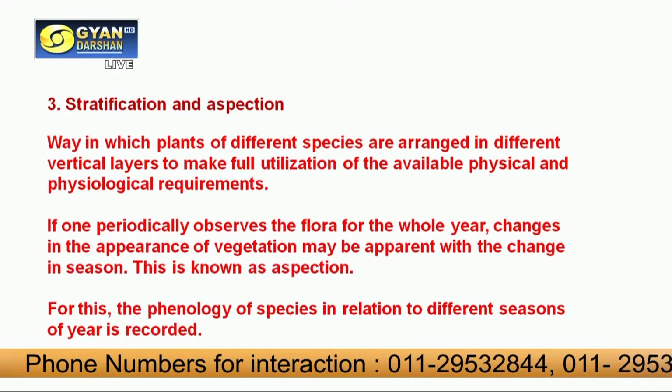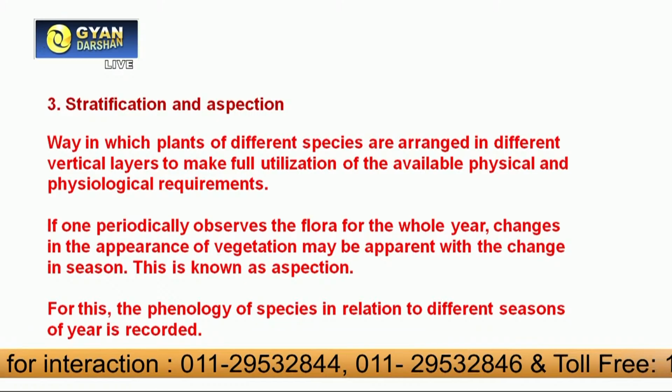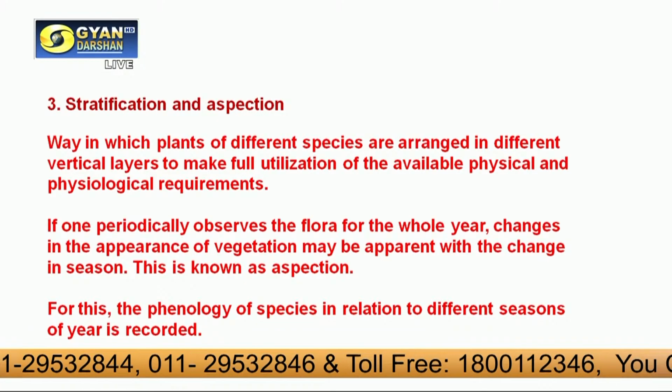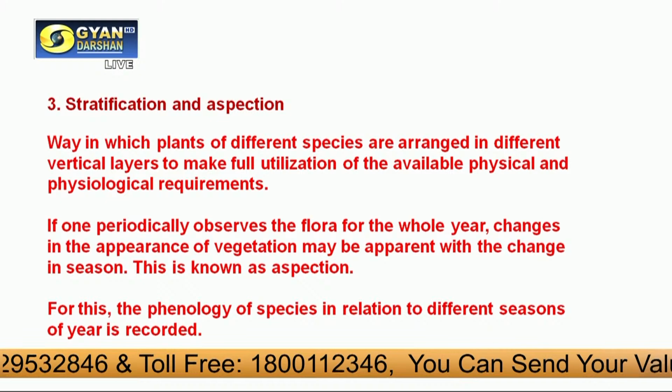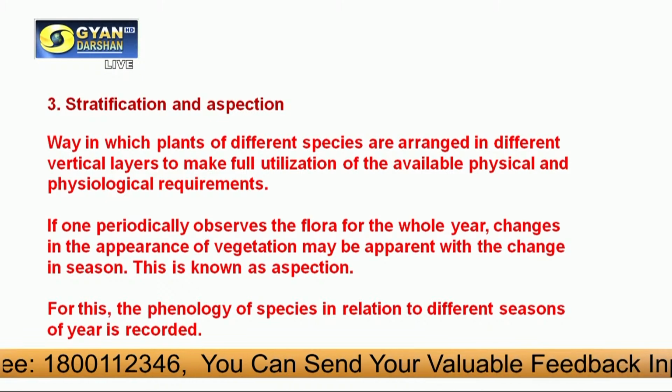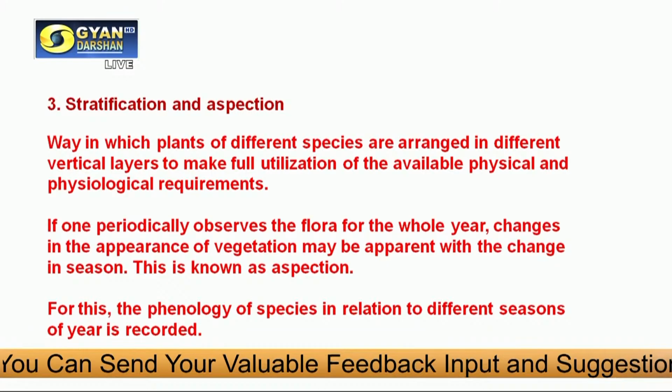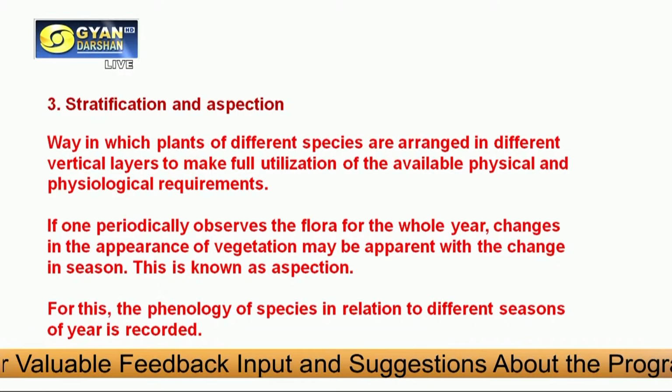Some are understory plants. Some form a canopy. Some are medium. Some plants are moderately tall. So you have some kind of layered structure. That is a stratification. Strata means layers. Stratification means you have a layered pattern of floral distribution. So the way in which plants of different species are arranged in different vertical layers to make full utilization of the available physical and physiological requirements.